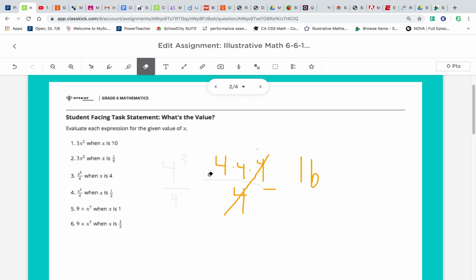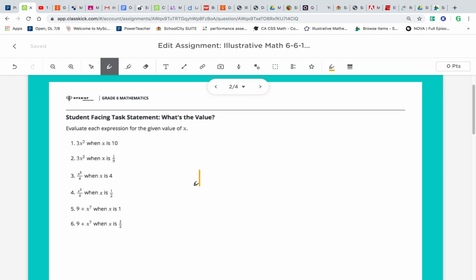All right, and then for number 4, same expression that we start with, x to the third power over 4, but this time x is 1/2. So we're going to have 1/2 to the power of 3, and that's going to be over 4. Well, 1/2 to the power of 3 is 1/2 times 1/2 times 1/2, all over 4.